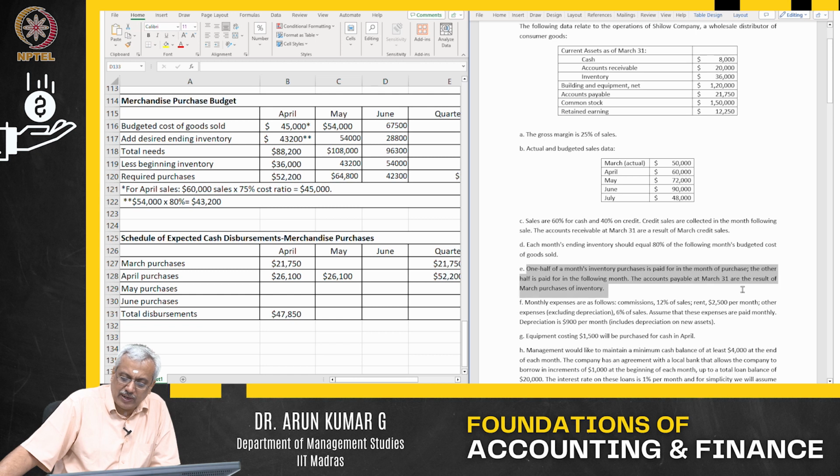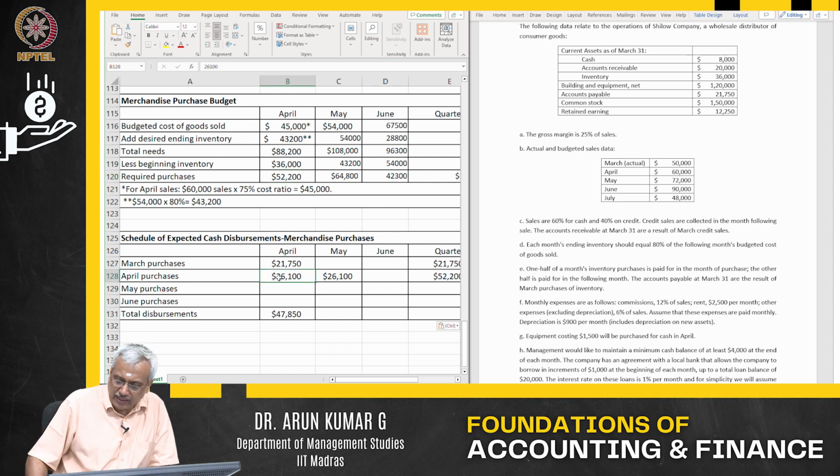The accounts payable of 31st March is the result of March inventory purchases. Now, what is the March purchase? What is the accounts payable as on the balance sheet out here? Accounts payable is 21,750. I pay off it. What is April purchase? 53,200. Half of it is what I pay. That is what it clearly says. 1/2 is paid in the month of purchase. The other half is paid in the following month. That is what you see, the other half being paid in the month of May.